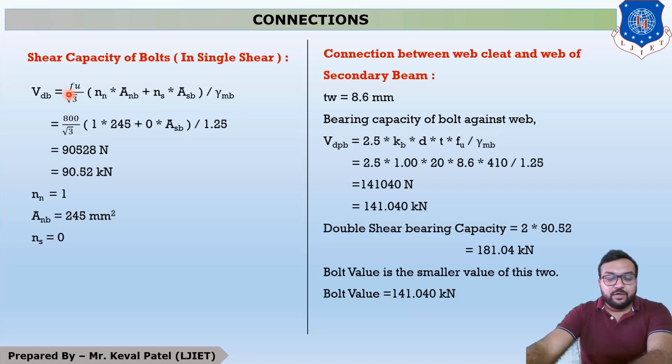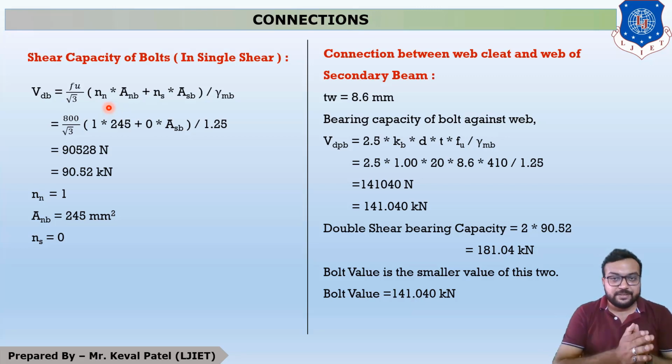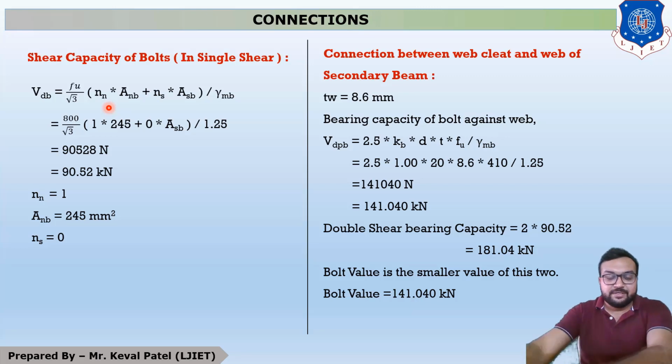Now, what is Fu? The value of Fu is already discussed, that it is 800, because in the question it is clearly mentioned that we have to use 8.8 grade of bolt. So the value of Fu is 800, root 3 is constant, NN means number of shear planes. Okay, it is in single shear or double shear, but you can see that we have to find out first of all for single shear.